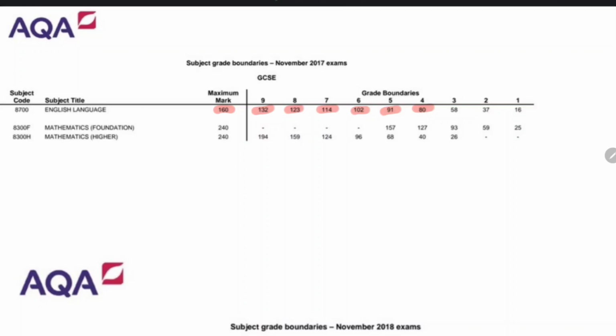So as you can see, there's a difference between a grade 4 and a grade 5 of 11 marks. And from grade 5 to grade 6, you can see 11 marks. From grade 6 to grade 7, it's 12 marks. From grade 7 to a grade 8, it is 9 marks. And from grade 8 to grade 9, the difference is once again 9 marks. So you can see the difference between each grade as you climb up. So that was for November 2017.